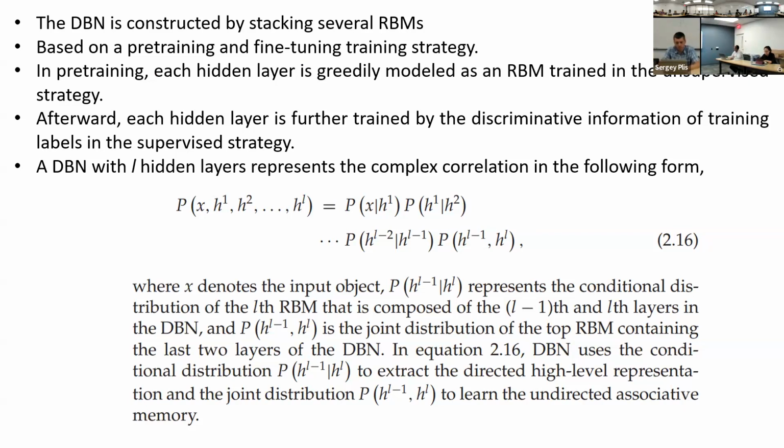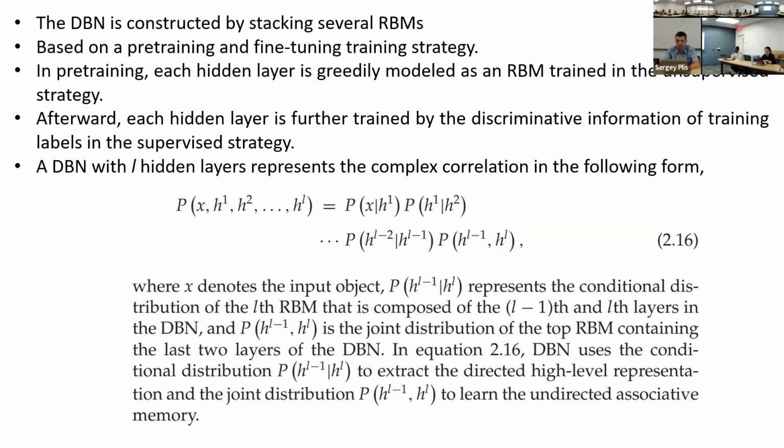A deep belief network with L hidden layers represents the complex relationships in the following form, where x is the input, and the probability is given by this expression. The conditional and joint probabilities represent the distribution of the L-th RBM, which is composed of layers L-1 and L in the network. Here the conditional distribution is used to extract the directed high-level representation and the joint distribution to learn the undirected associative memory.